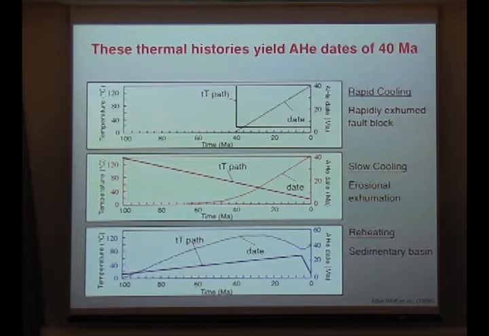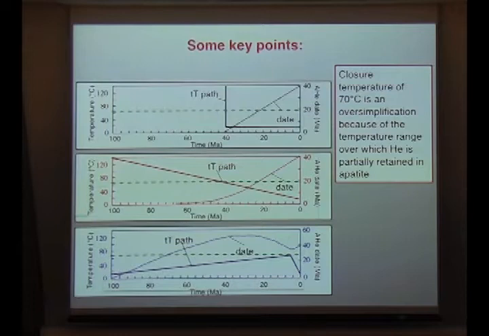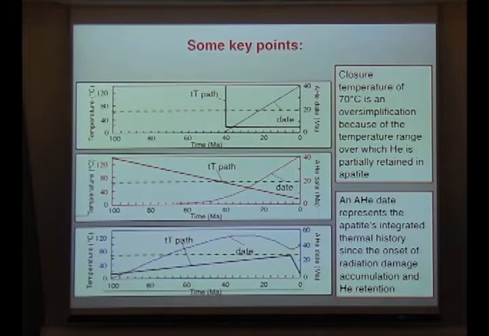And that's kind of disturbing. And more importantly, if you look at a nominal closure temperature, let's say 70 degrees, you can see that for two of these systems, crossing the 70-degree isotherm, even if they got there, wasn't actually a geologic event. Nothing dramatic happened at that time period. So if you were somebody trying to understand a geologic history, well, that date itself of 40 million years isn't necessarily giving you anything. Again, the point of this is that the helium dates you're getting represent an integrated thermal history. And it's since the onset of the accumulation of helium and the accumulation of radiation damage in a crystal.